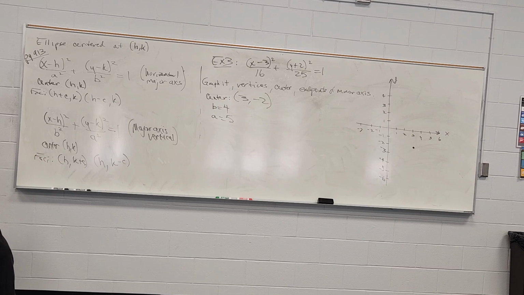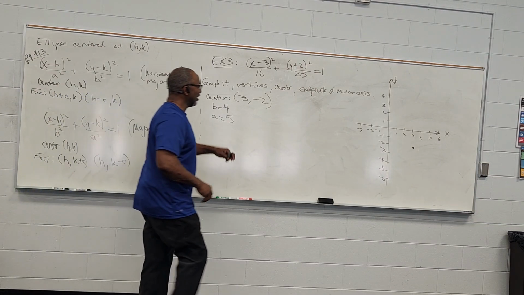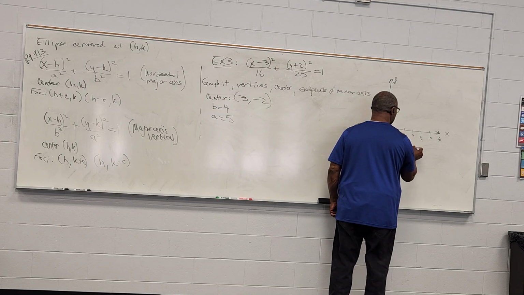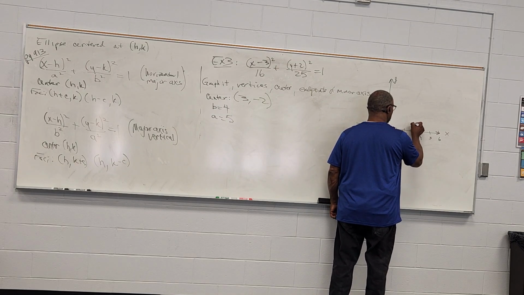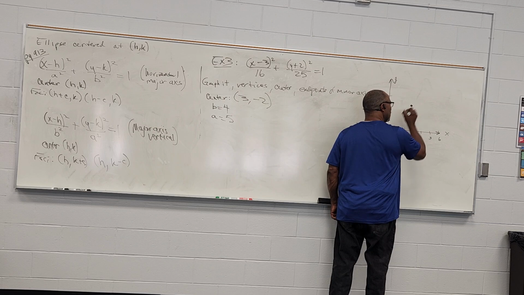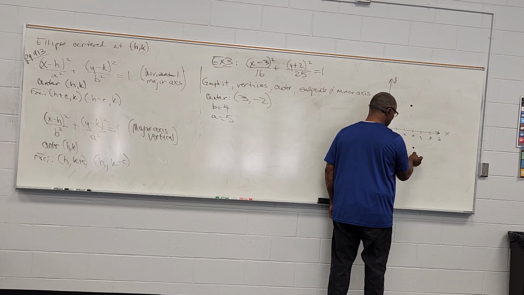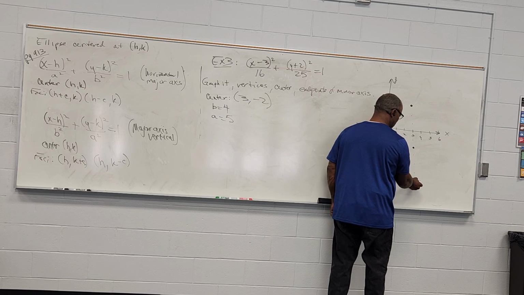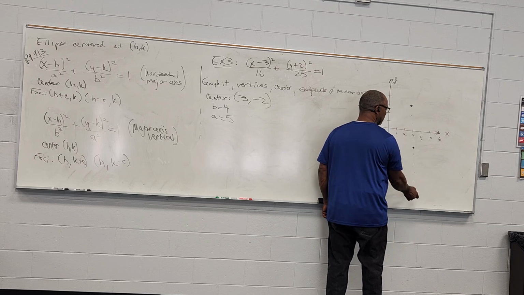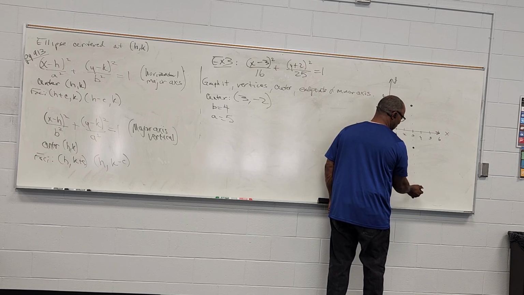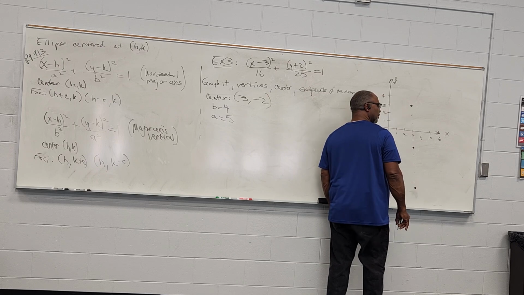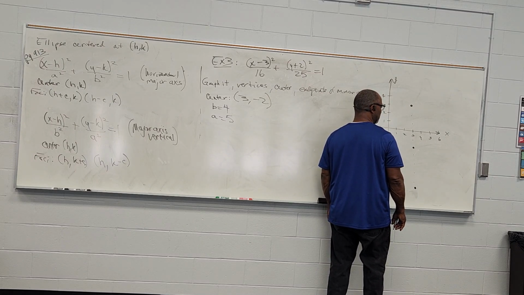So I plotted my center, and I'm going to count. Since a is 5, start from the center and go up 1, 2, 3, 4, 5. So I'm adding a to the center. And right here, I'll go down 5, because I've got a vertical major axis. Went down a little too much. I'm doing this by hand. If you do this on graph paper, it'll work out perfectly.